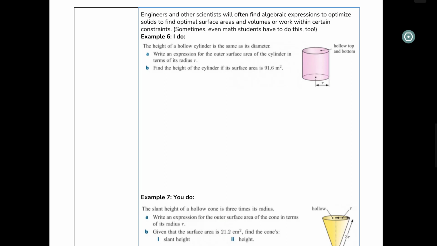So we've got a hollow cylinder. Again, that means that we don't have to worry about this top part. It's got a hollow bottom part too. But the height is the same as its diameter. In diameter, we know that's 2r, so that means this is 2r. We want to write an expression for the outer surface area of the cylinder in terms of its radius r. So an important language bit to recognize: in terms of its radius means r will be in the answer.